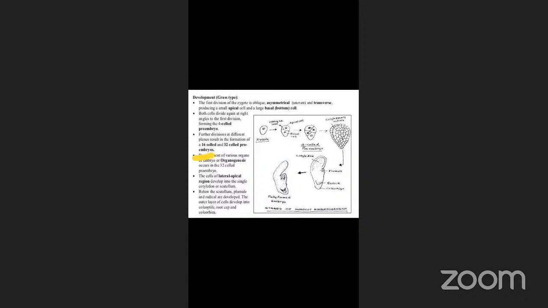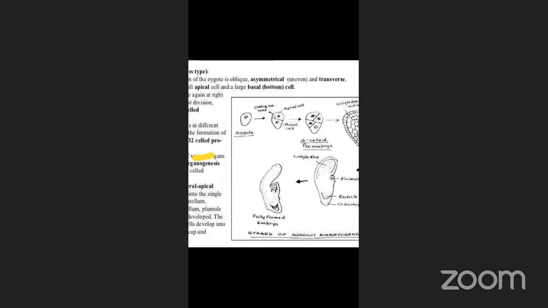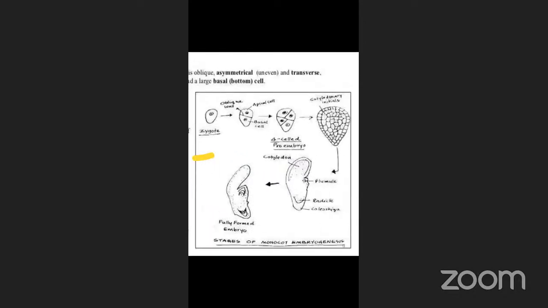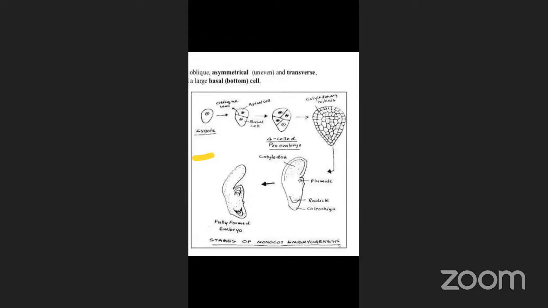Here one zygote giving two cells. The first cell is the apical cell and the second one is the basal cell. Okay, apical cell and basal cell. Third stage is the four-celled pro-embryo.